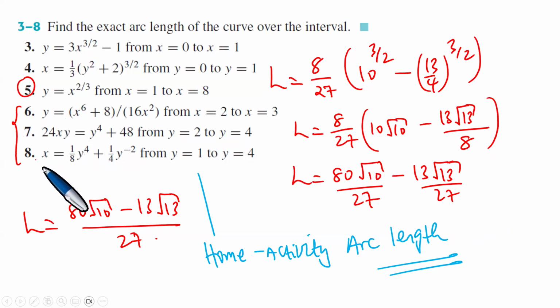6, 7, and 8 are your home activities. So you need to try those on the arc length calculation. You need to find the exact arc length of the curve over the interval.